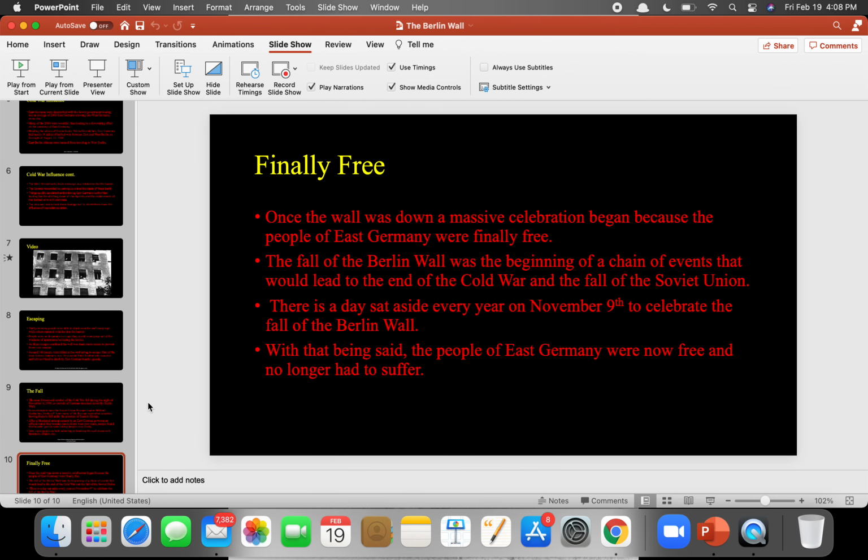Finally free. Once the wall was down, a massive celebration began because the people of East Germany were finally free. The fall of the Berlin Wall was the beginning of the chain of events that would lead to the end of the Cold War and the fall of the Soviet Union. There is a day set aside every year on November 9th to celebrate the fall of the Berlin Wall. With that being said, the people of East Germany were now free and no longer had to suffer.